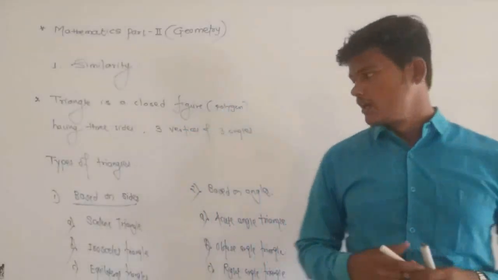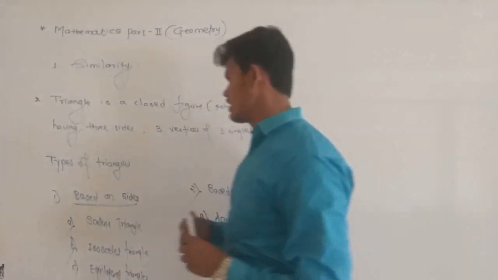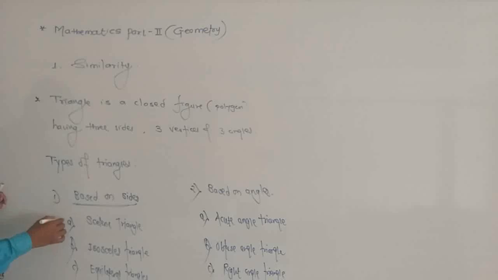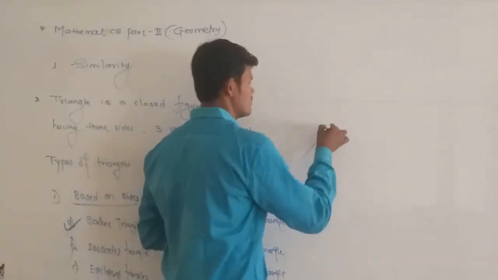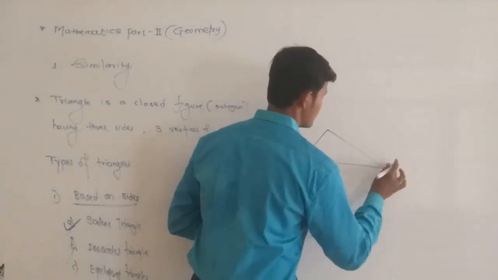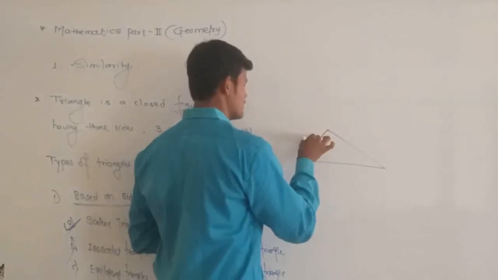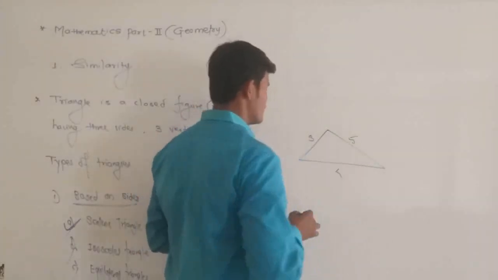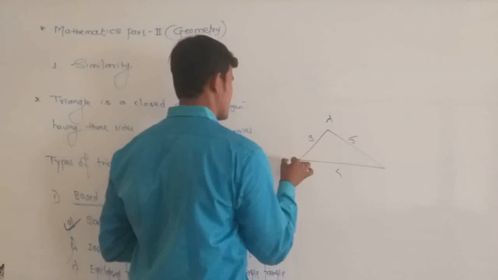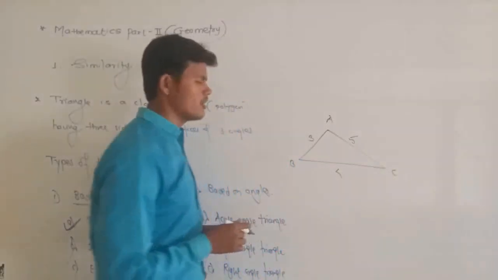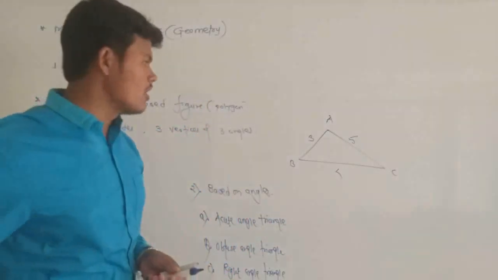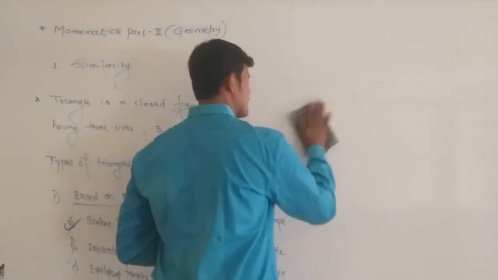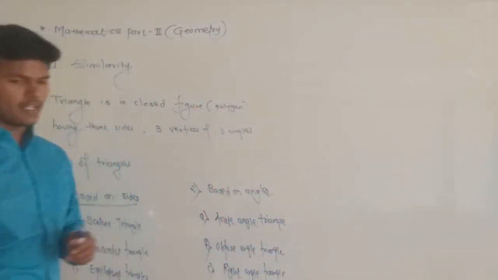So first, what is scalene triangle? Scalene triangle is a triangle in which all three sides are different in length. Whose all three sides are different in length. For example, 3, 4 and 5. So length of side AB, BC and AC all are different. That is 3, 4 and 5. So scalene triangle means what? Whose all three sides are different in length. It is called a scalene triangle.